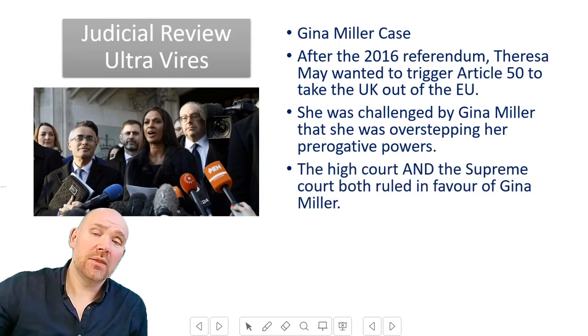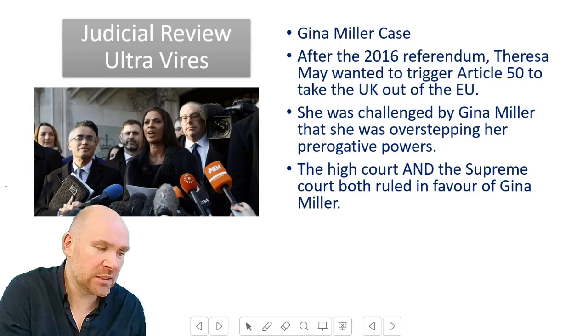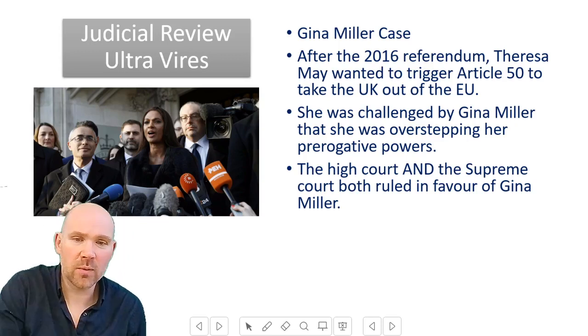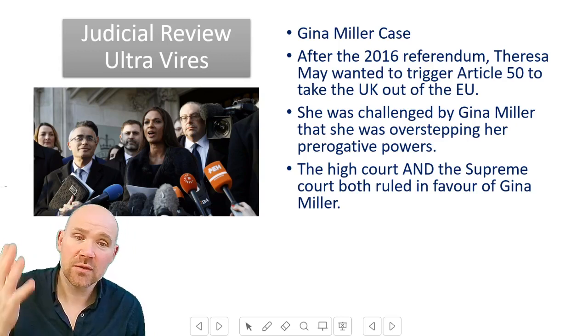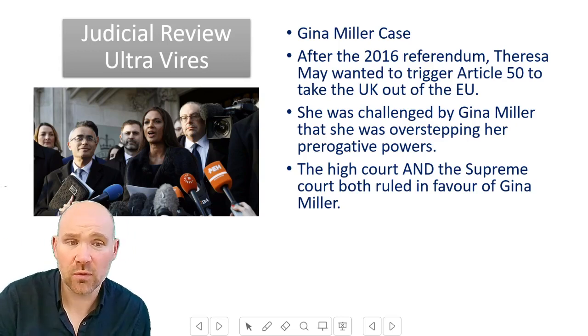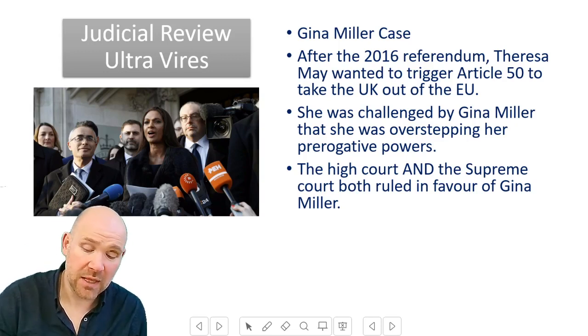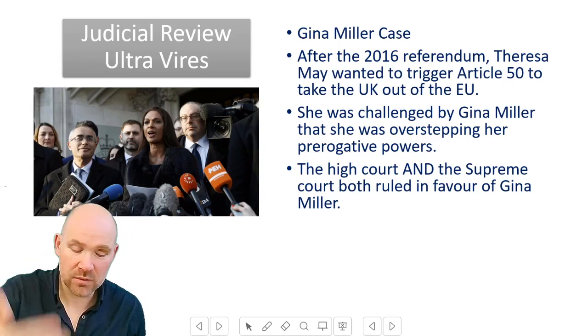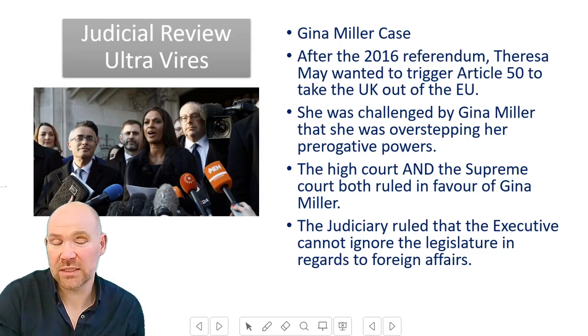Now, of course, there were lots of arguments flying around. Some people said, well, we've held a referendum, so why do we need to go through Parliament again? Some people said, well, Parliament approved the referendum, so surely that means they're behind it. But nevertheless, the challenge was successful. Both the High Court and the Supreme Court ruled in favour of Gina Miller, and effectively this meant that the power to leave the EU was taken away from Theresa May and given back to Parliament, or reinforced in Parliament. So the judiciary ruled that the executive cannot ignore the legislature in regards to foreign affairs treaties in this way.